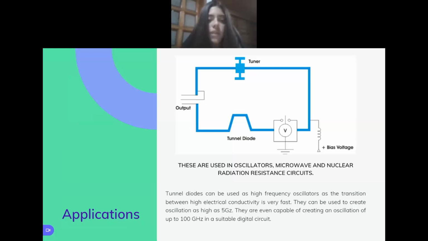The circuit you see in the image is from an auxiliary circuit. Tunnel diodes can be used as high-frequency oscillators as the transition between high and low electrical conductivity is very fast. They can be used to create oscillators as high as 5 GHz. They are even capable of creating an oscillator of 100 GHz. It's an oscillator digital circuit.